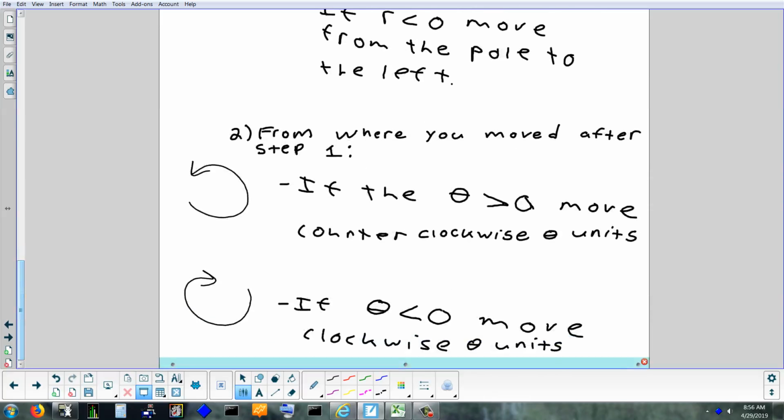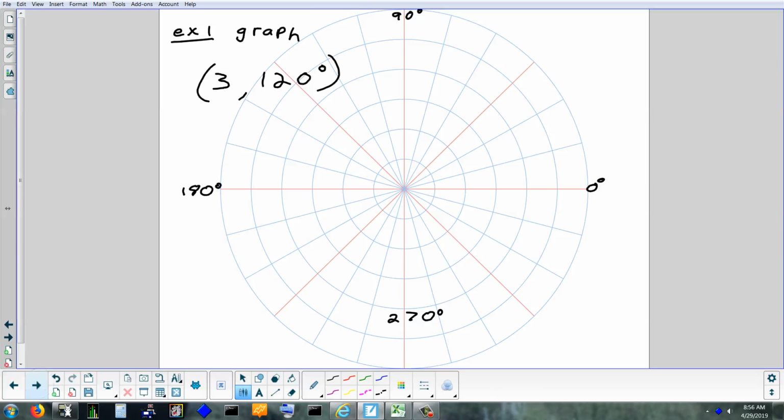All right, so let's take a look at how we graph some points. My graph paper is set up so that it has these lines coming out from the pole, and it puts one every 15 degrees. So that's 15, 30, 45, 60, 75. That's just how it's set up on my graph paper. It's every 15 degrees.